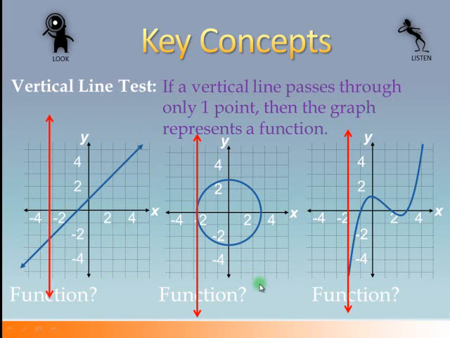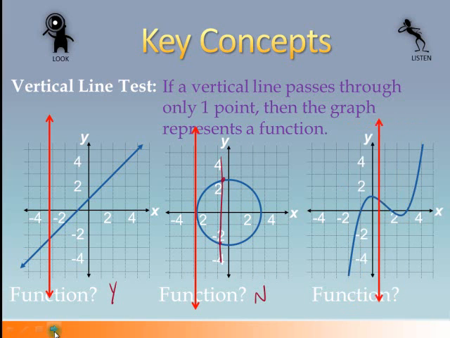Look at the second one. Do the same thing. Pass it back and forth. You can see this one's not a function. There was a point here and here where it intersected in 2 points. So this was a yes, this is a no. Third one, pass that red line back and forth, and you can see everywhere it intersects the curve at most once. So this one is a function.